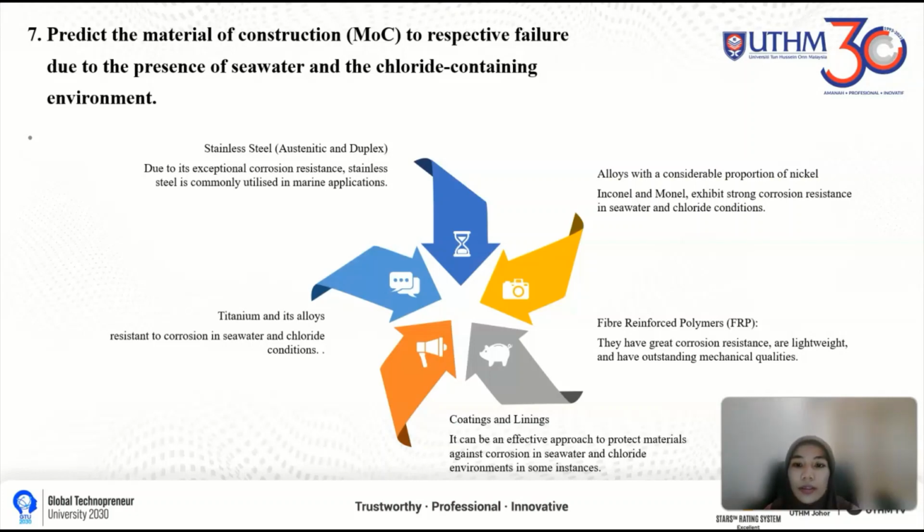So next, fiber reinforced polymers (FRP). They have great corrosion resistance, are lightweight, and have outstanding mechanical qualities. Lastly is coatings and linings. It can be an effective approach to protect materials against corrosion in seawater and chloride environments in some instances.